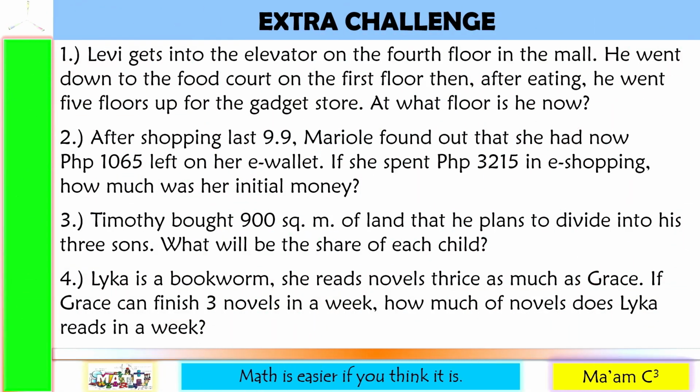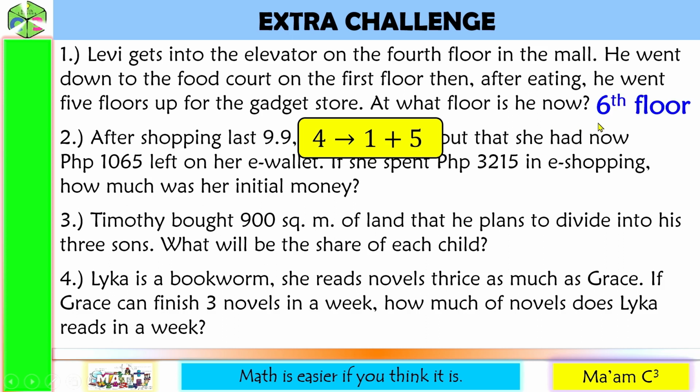Extra challenge. Number 1. Levi gets into the elevator on the 4th floor in the mall. He went down to the food court on the 1st floor. Then, after eating, he went 5 floors up for the gadget store. At what floor is he now? So in the mall, Levi gets into the elevator on the 4th floor. And then he goes down to the food court on the 1st floor. After eating, he went 5 floors up. So what floor is he now? So from the 1st floor going up by 5 floors, he is now at the 6th floor.